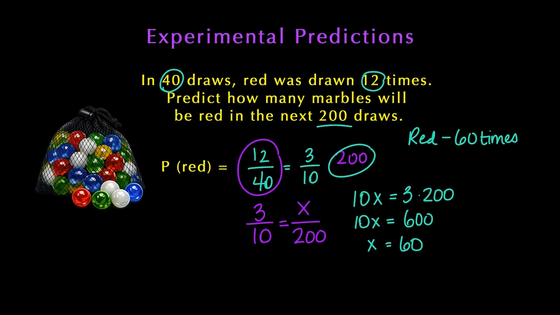Is this going to actually happen? I don't know. It could. We did an experiment and drew a marble 40 times, and we kept the data. Red was drawn 12 times. So we're using that information to predict how many times we would draw a red out of the bag if we drew 200 times. Let's look at another experiment using a spinner.